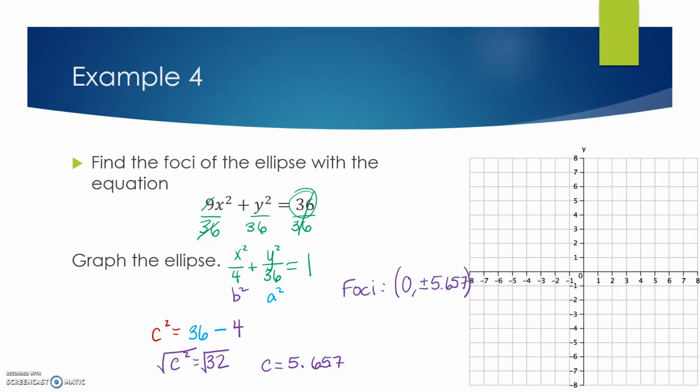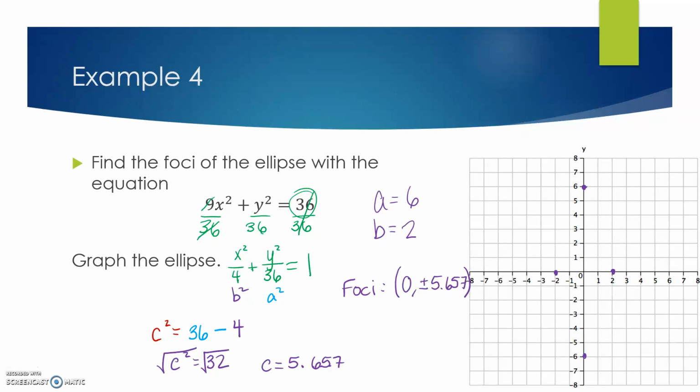So then I'm going to graph this. I've got my major axis on the y-axis, and so I have to take the square root of 36 to find my a value. My a value would be 6. My b value would be 2. So I get 6 and negative 6, 2 and negative 2. And I'm going to go ahead and graph my foci.